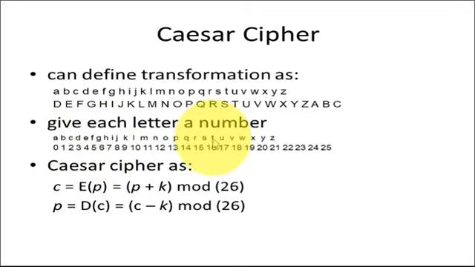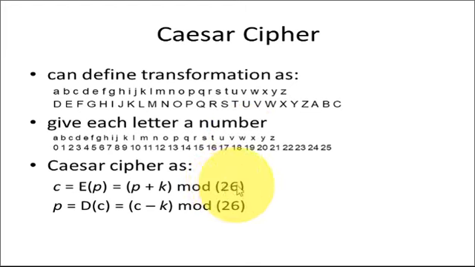Likewise, if you want to encrypt T, the T value is 19, then we are adding 3, that is 22. So 22 mod 26 is again 22, so that value will be taken as W. So likewise the encryption takes place.